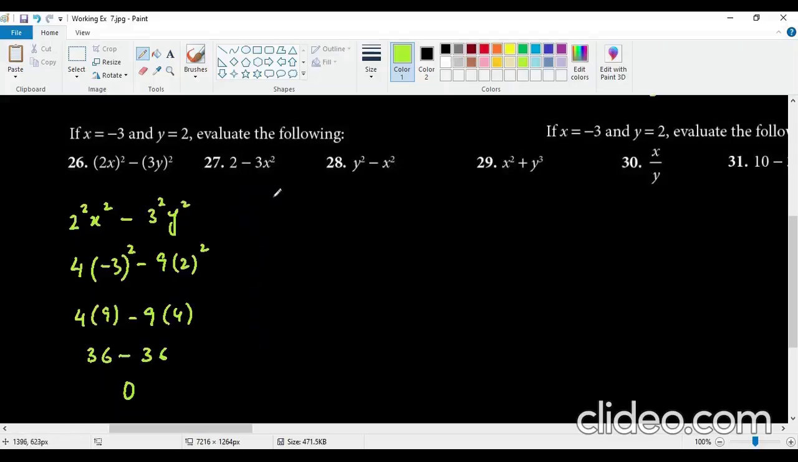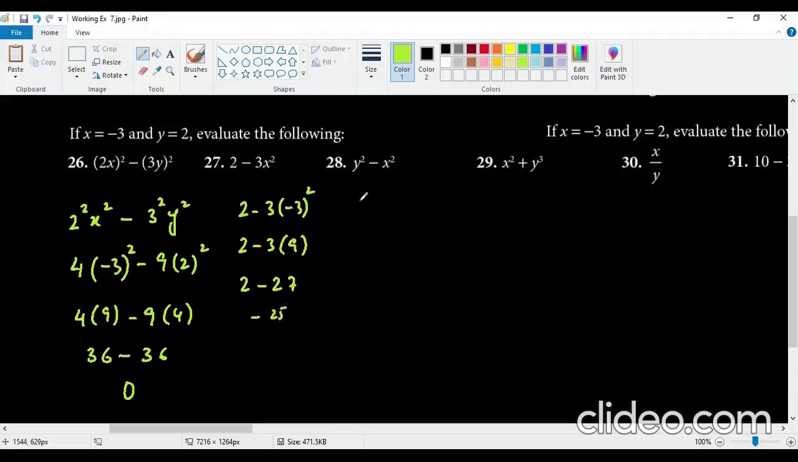Now comes question number 27. In here, 2 is subtracted from 3 times the value of x square. X square is negative 3 square, which gives you 2 minus 3, and minus 3 times minus 3 is going to give you a positive 9. So 2 minus 3 times 9 is 27. So it's going to be negative 25 as an answer.